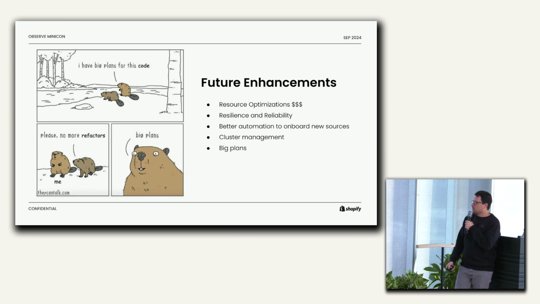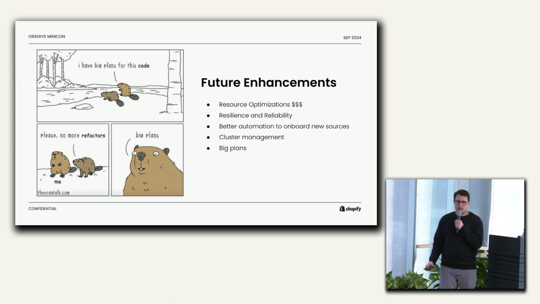So yeah, going back to the enhancements, cost optimization is a never-ending project. We are always optimizing for cost, watching metrics. We want to keep improving resilience and reliability to make sure that our users rely on our product and they don't get in trouble for not finding their data. We need to make better automation to onboard new sources. There's a lot of manual tasks, including adding new indexes or new tables to ClickHouse and so on. But there is an ongoing project that will automate this.